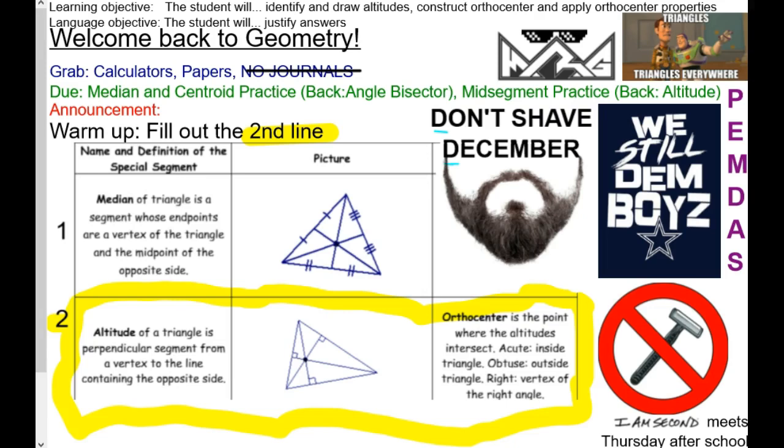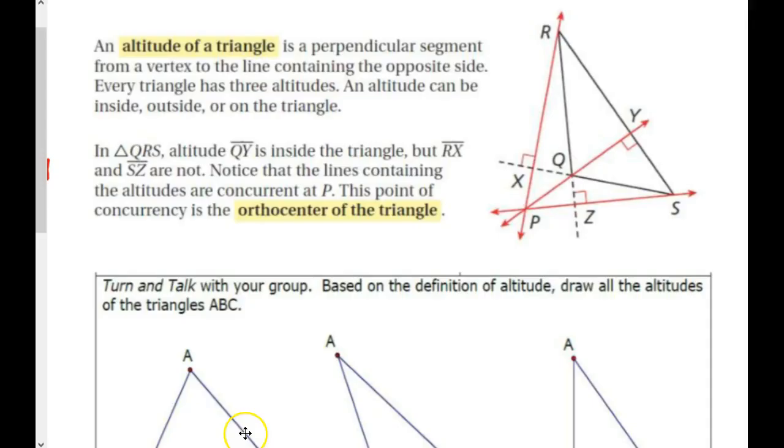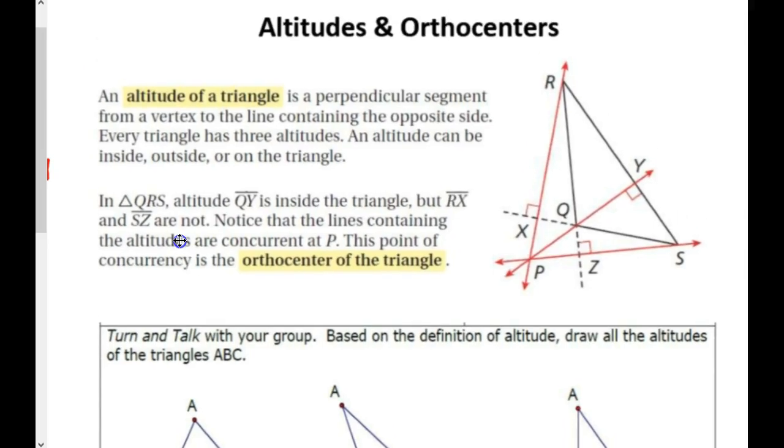You should have written down the second line, altitude and Orthocenter. So it looks like this, but we are moving on to the notes that look like this. So altitude and Orthocenter, let's read this and underline some stuff as we go. The altitude of a triangle is a perpendicular segment from a vertex to the line containing the opposite side. So let's go ahead and underline perpendicular. That means it's going to make a right angle, right? And it's from the vertex to the line containing the opposite side.